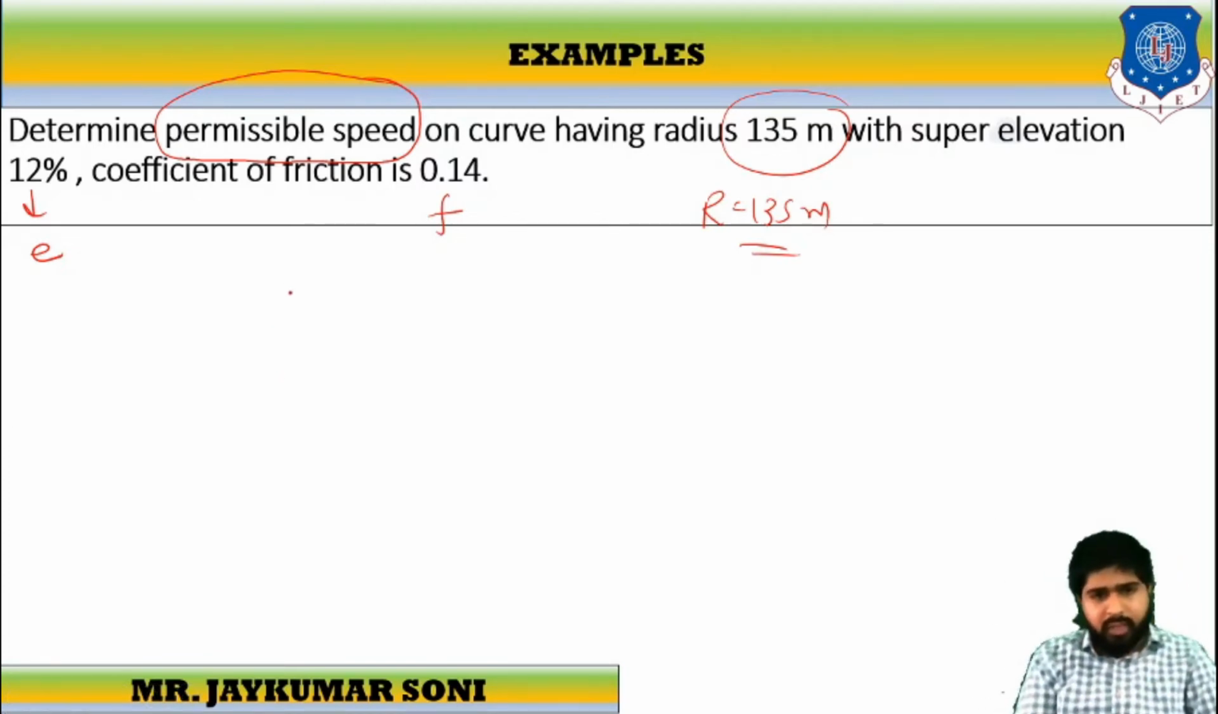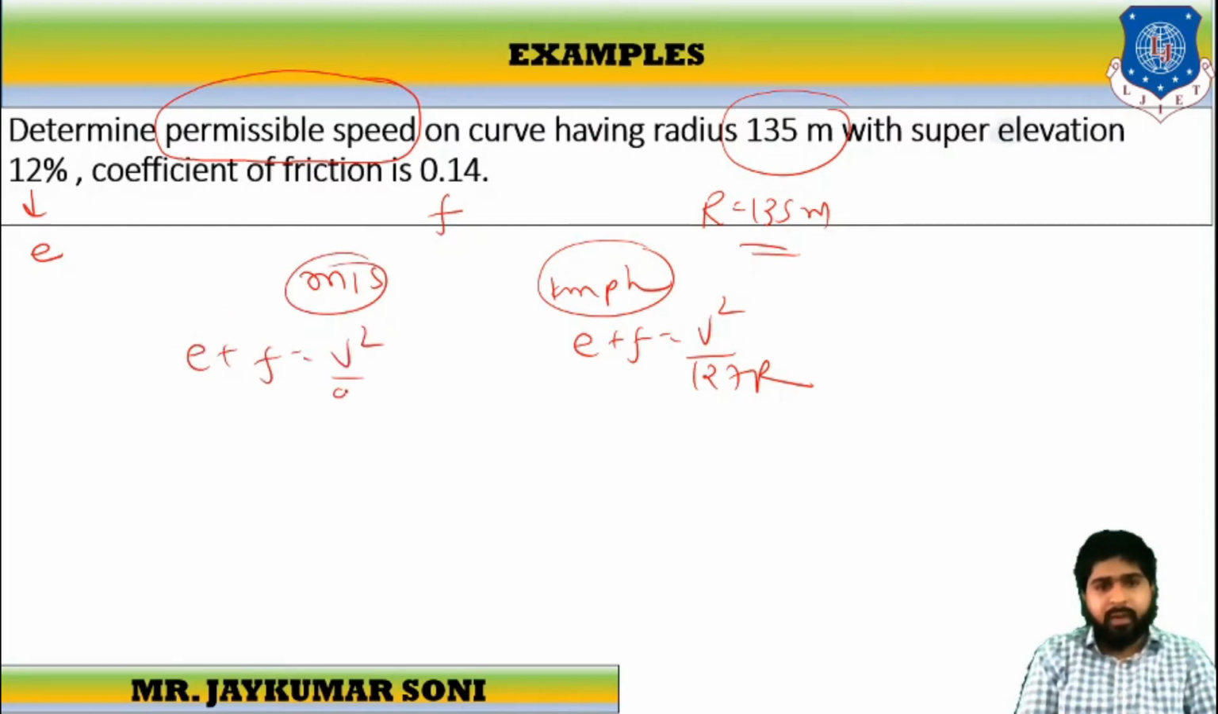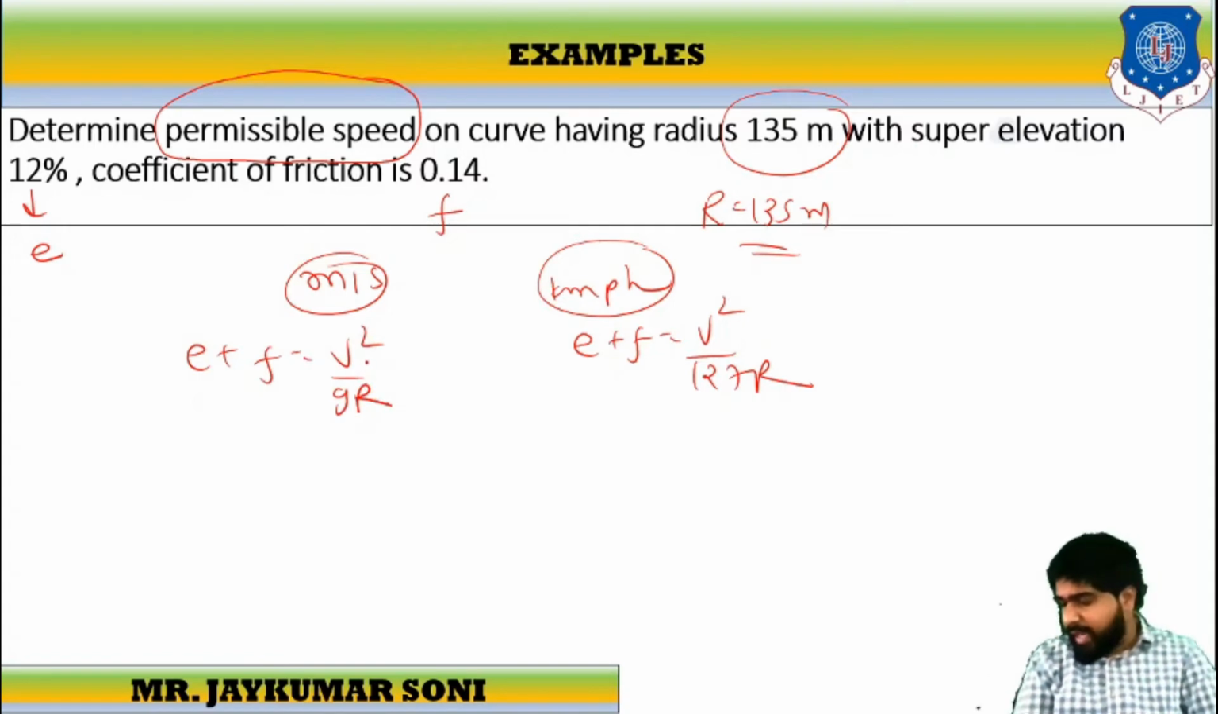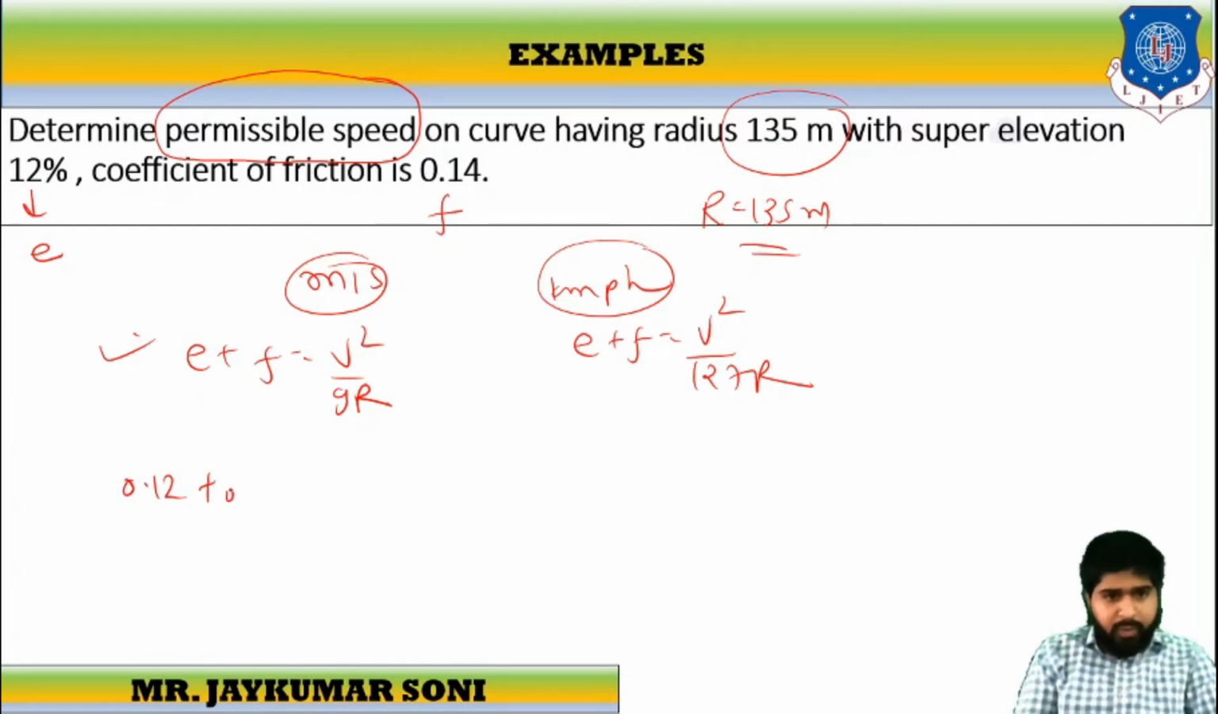Now it depends on you if you want to calculate the speed in meter per second or kmph. If you want to calculate in kmph, then you have to use E plus F is equal to V square by 127. If you want to use meter per second, then you have to use E plus F is equal to V square by gR. Let us try to calculate with this, because we have not done more calculation based on this example. We have the value of E as 0.12, F is 0.14, we have g as 9.81 that you have to take by yourself, and R is given over here as 135.